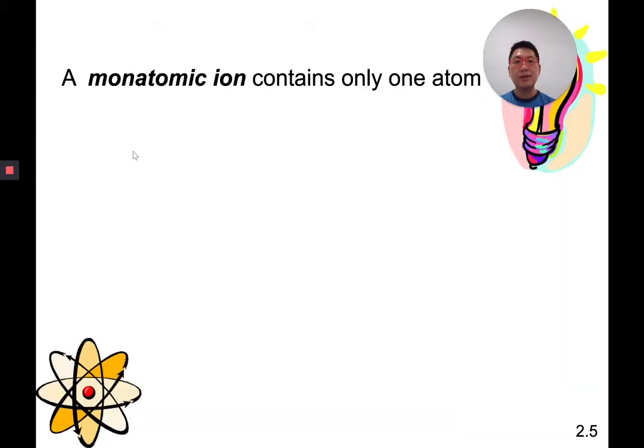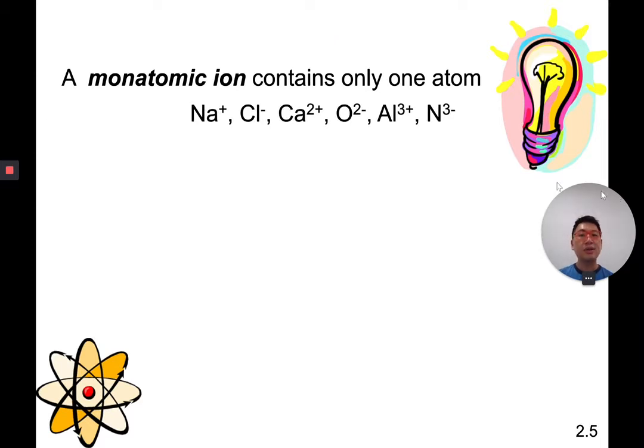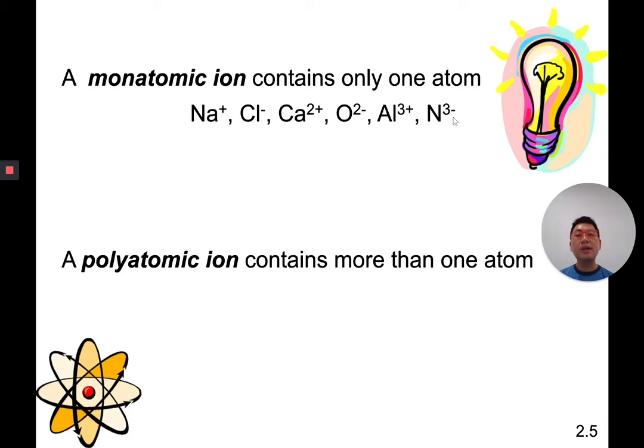Okay, going on. A monatomic ion is an ion that has only 1 atom. These are monatomic. Notice, 1-atom ions. We also have something called polyatomic ions. These have more than 1 atom.